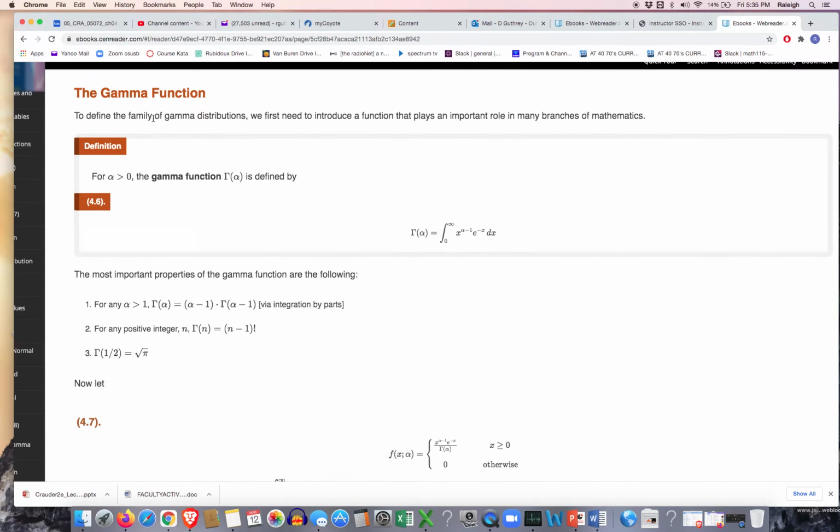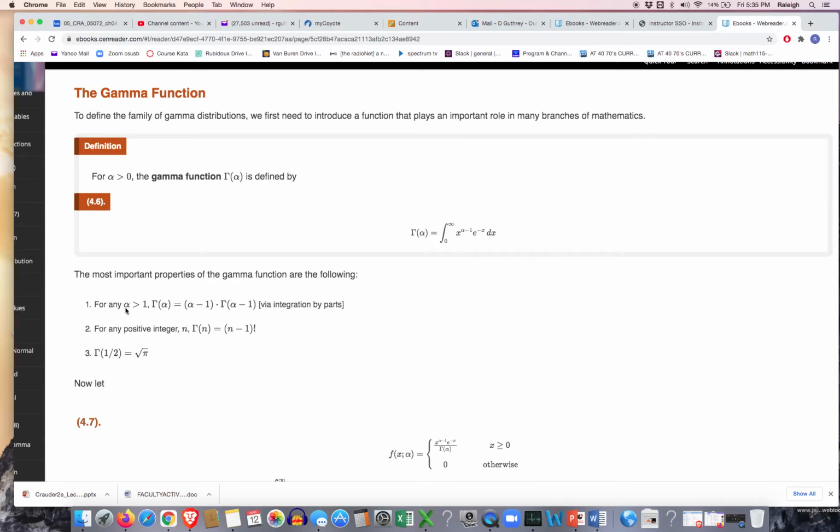So to define the family of gamma distributions, we first need to introduce a function. It plays an important role in many branches of math, and it's called the gamma function. And that is a capital G in Greek. That's the gamma function. Looks like an upside down L, sort of. So here's the distribution. And they have a few characteristics, by the way.